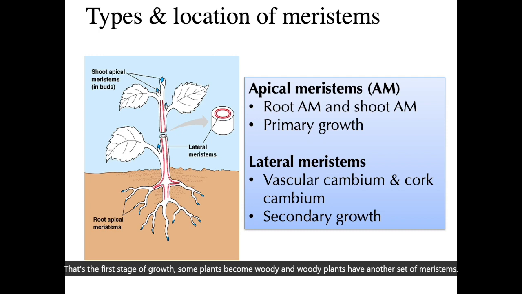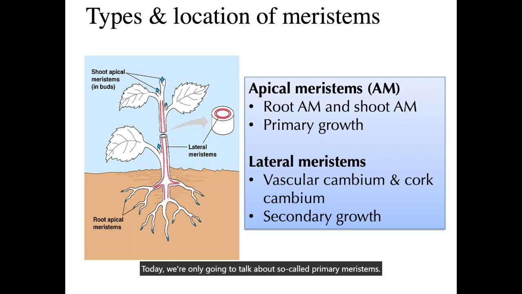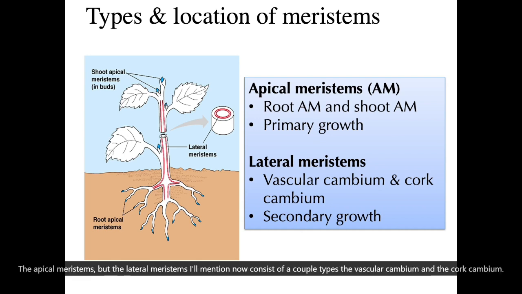Some plants become woody, and woody plants have another set of meristems, and those are called lateral meristems. We're going to discuss those in the next lecture. Today we're only going to talk about so-called primary meristems, the apical meristems. But the lateral meristems I'll mention now consist of a couple types, the vascular cambium and the cork cambium, and they cause what's called secondary growth, and that's associated with wood and with bark. But today we're talking about primary meristems.